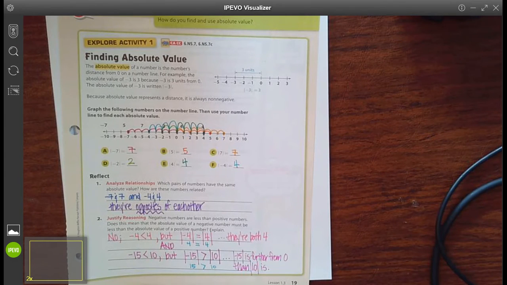No, definitely. We just found 2 examples. Sometimes the absolute value can be equal to each other, and sometimes even though a number is negative and the other one's positive, one can actually be greater than the other when you take the absolute value of it. Just some things to think about.